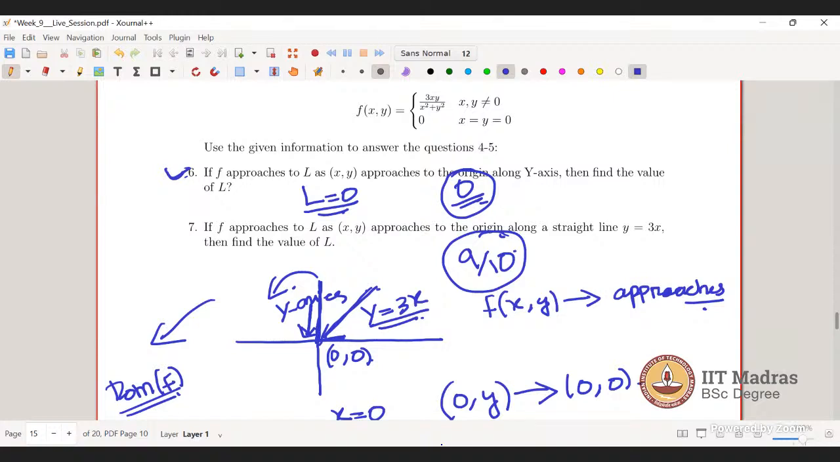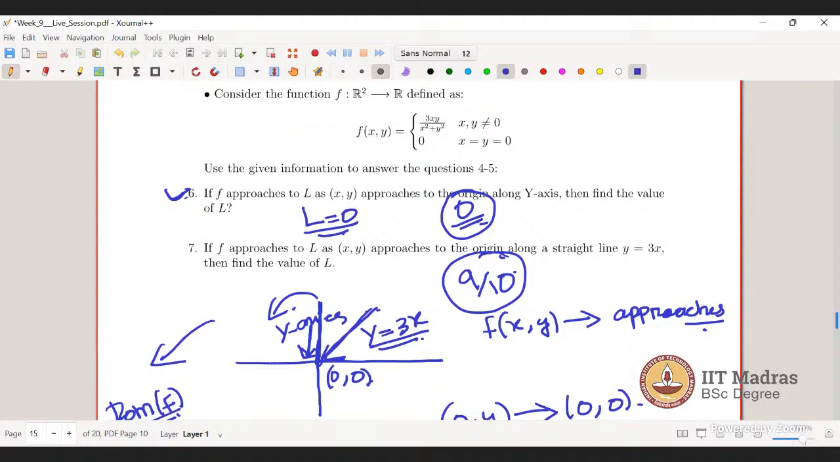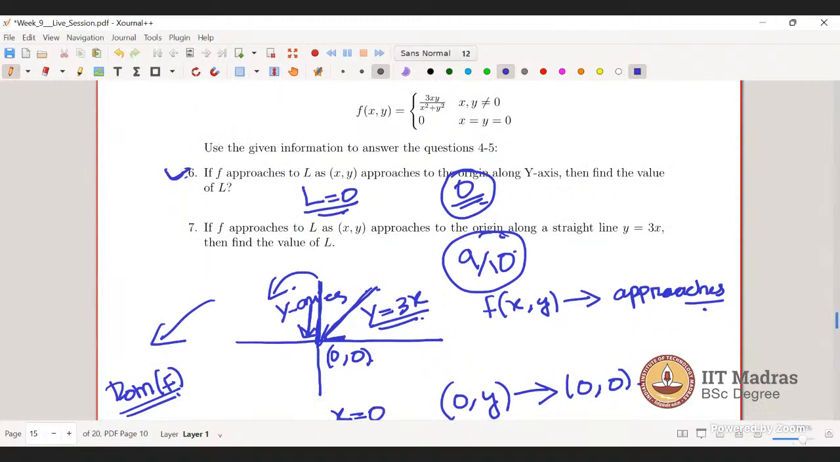Yes. So what is the value of L? No, 9 by 10. Different case: for the first case it's 0, for the second case it's 9 by 10. But limit doesn't exist. Because when you are coming to origin using two different paths, the value of L is different. To say that limit exists, you should get the same L. But in this case, you are getting different L.